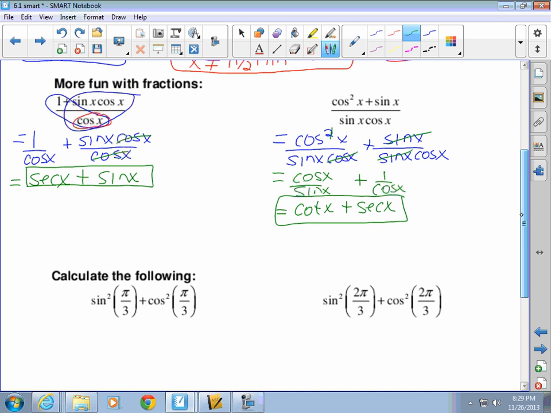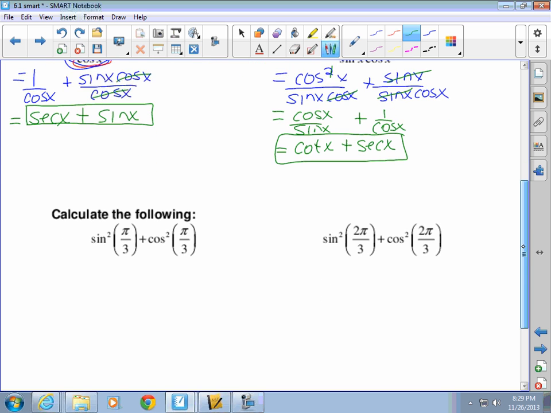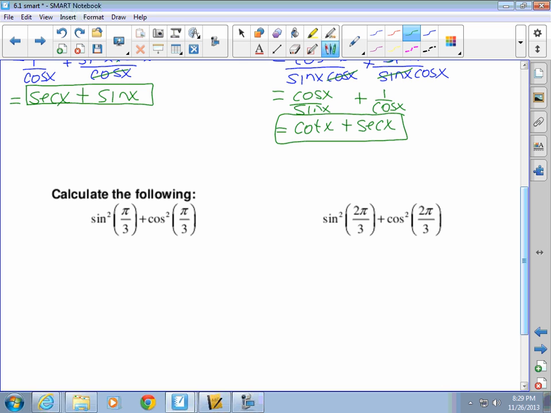So we can go from just simplifying these to actually finding values for them when you are given actual measurements instead of just x's or theta or whatever variable. So to calculate the following, I have sine squared pi over 3 plus cos squared pi over 3. So pi over 3, I know or should know by now, comes with a special identity of its own. It's part of that 30, 60, 90 triangle.